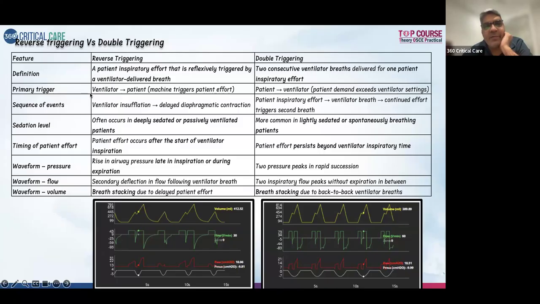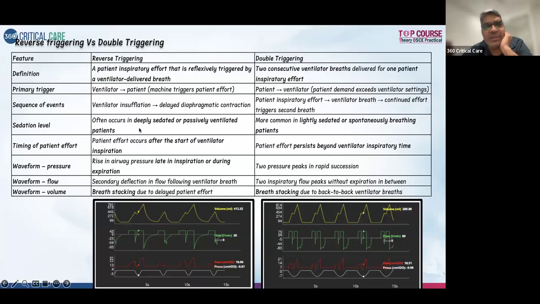Sequence of events: the ventilator gives air, insufflates the lung, and there is delayed diaphragmatic contraction. But in case of double triggering, there is a patient inspiratory effort, the ventilator gives a breath, then the patient puts in another effort because it is inadequate, and then triggers a second breath. So it is all patient controlled or patient induced.